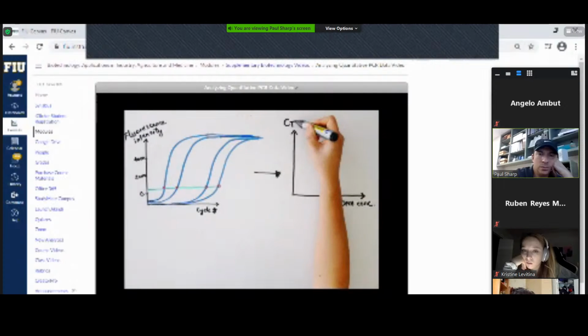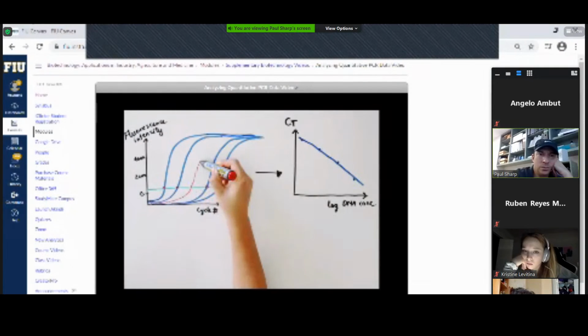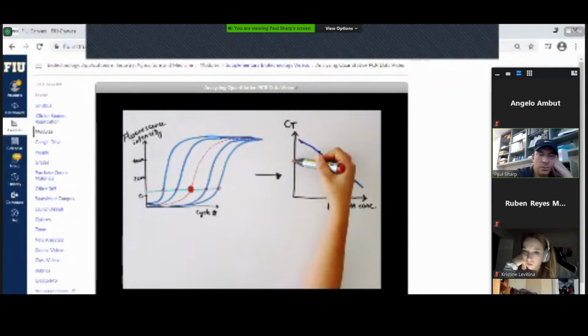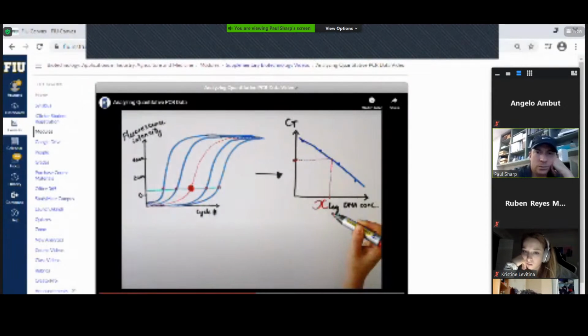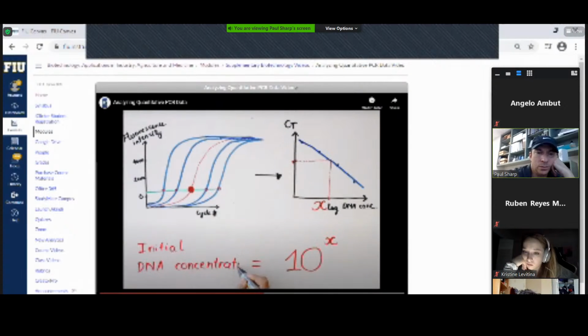So if you plot original DNA concentration against the CT values, you have a standard curve like this. Now let's say the PCR plot of your unknown DNA sample is somewhere here, which corresponds to this CT value on the standard curve here. Using the standard curve, you can find out the log concentration of your DNA sample to be X. As this is in log scale, you can simply calculate your sample DNA concentration to be 10 to the power of X.